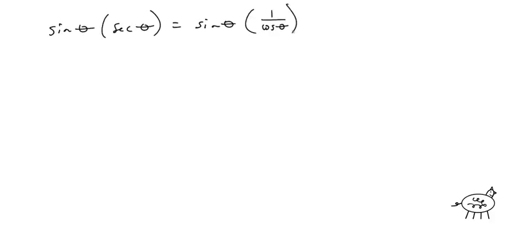Here we get sine of theta times secant of theta. Okay, well, turn it into sines and cosines. Sine of theta times 1 over cosine of theta. That's sine of theta over cosine of theta, which is tangent of theta. That's pretty easy. All right.